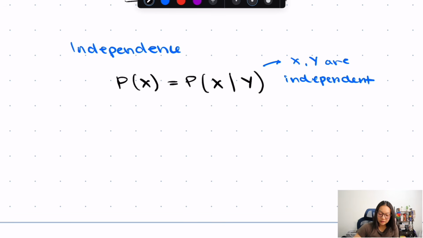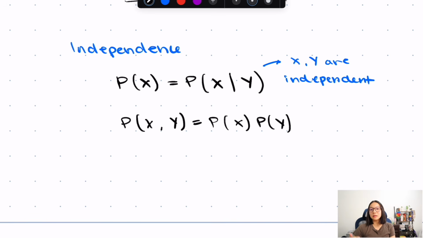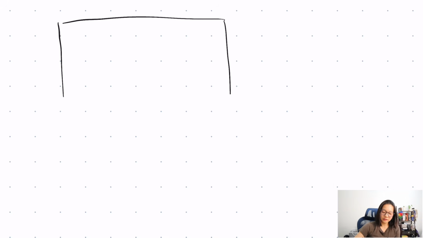Another way to write this would be: if the probability of X and Y equals the probability of X times the probability of Y, then these two are also independent. But this is a little bit harder to conceptualize why. Now that we understand joint and conditional probabilities, let's move on to explain a few other concepts in probability. Let's say I have my sample space S, and let's say that there's a few different partitions of this sample space.